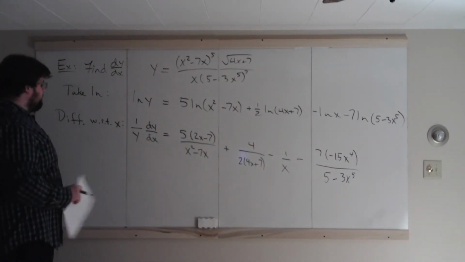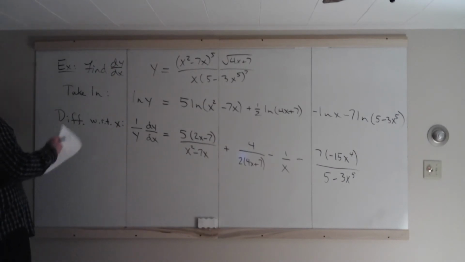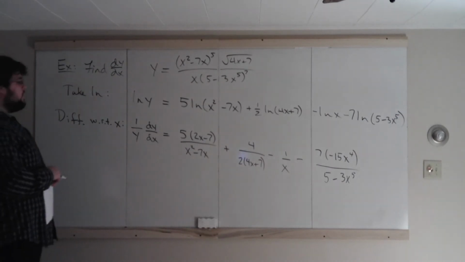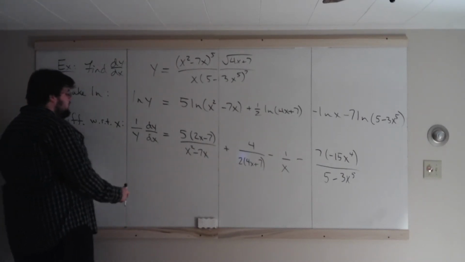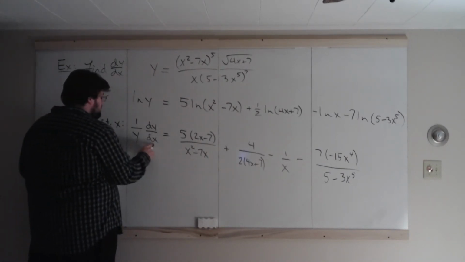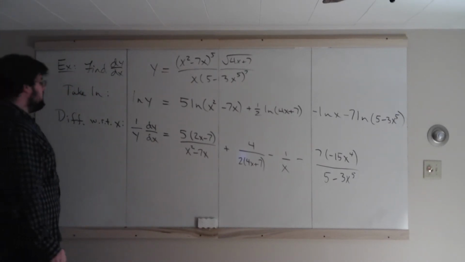Well, that's great. What did this question actually ask us to do? This question said find dy dx. We did all that work, and we did not find dy dx. We found 1 over y, dy dx. So how do we find dy dx?